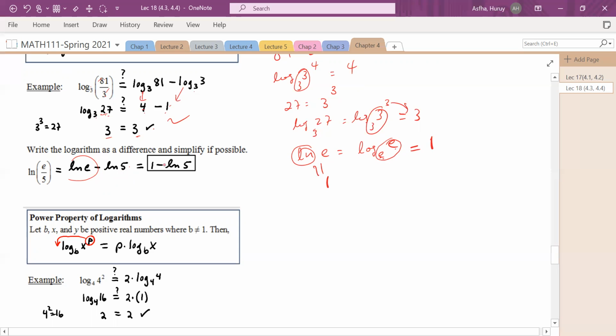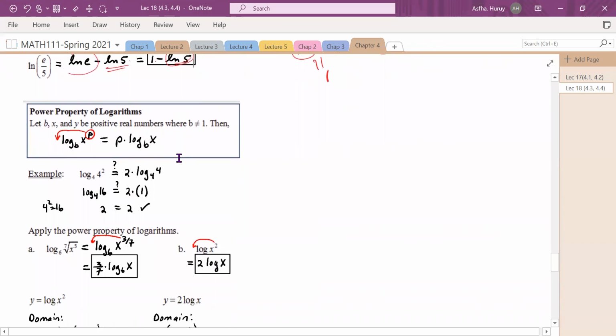Okay. Therefore, here I have 1, and ln 5, I will just leave it that way because this is not a rational number. You can use your calculator to find this number, but you don't need to because you will write the rounded number, the approximate number, right? It's not the exact number. So it's okay to leave it this way.